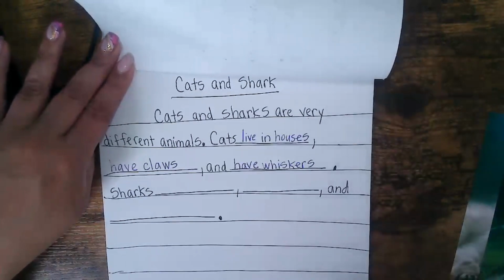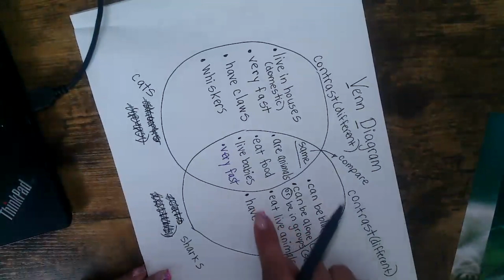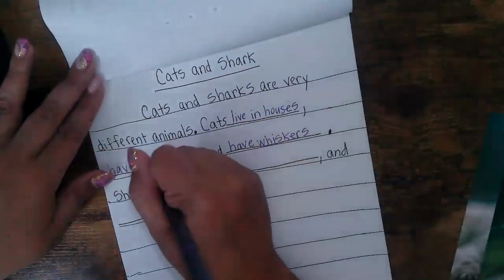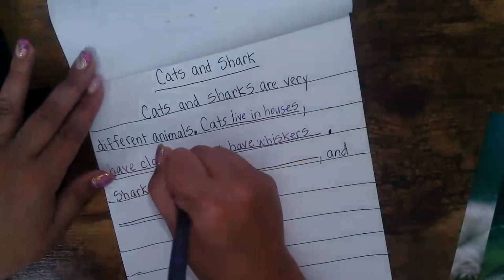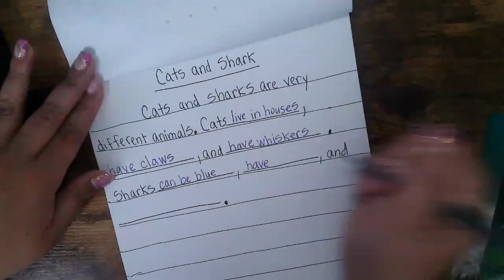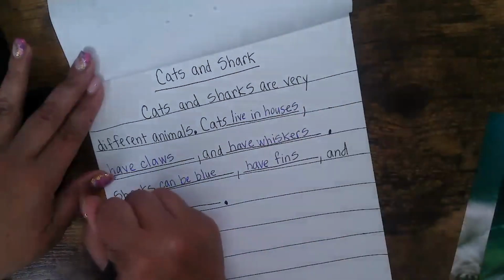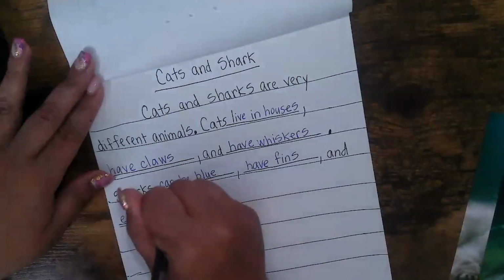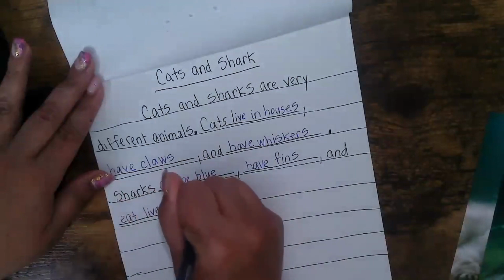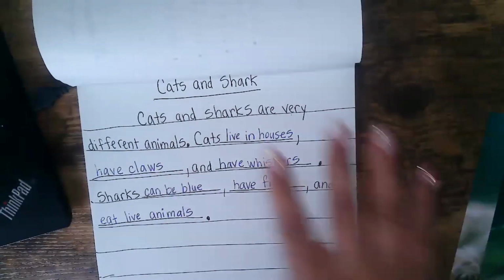Okay, perfect. Now I'm going to do the same thing for sharks. I'm going to go to my Venn diagram. Sharks, I'm going to put can be blue, have fins, eat live animals. That's what I'm going to put for mine. Sharks can be blue, have fins, and eat live animals. And eat live animals.